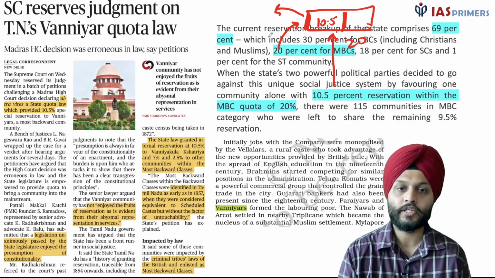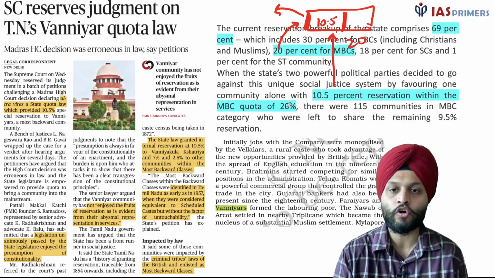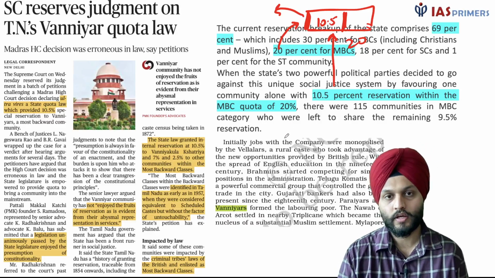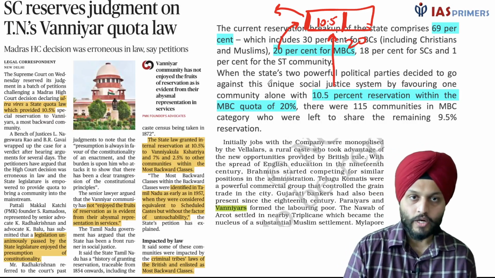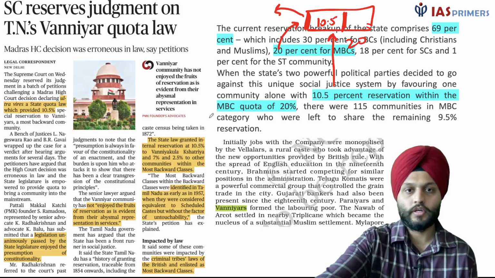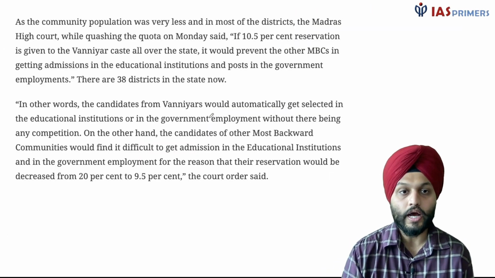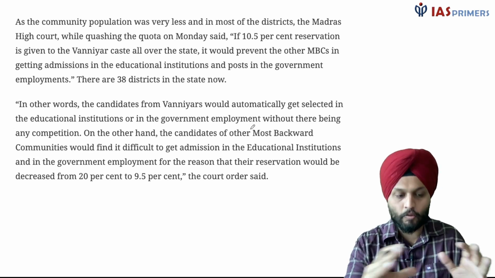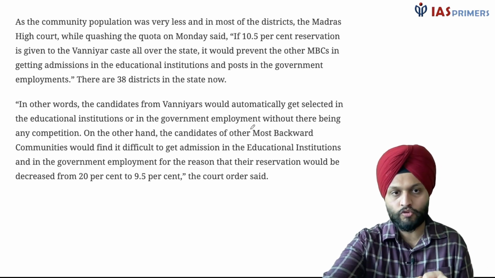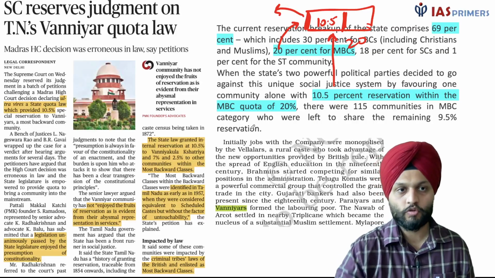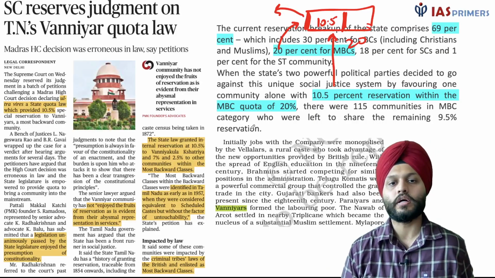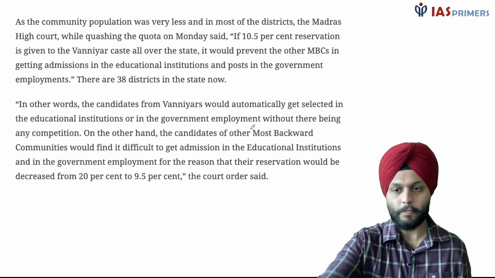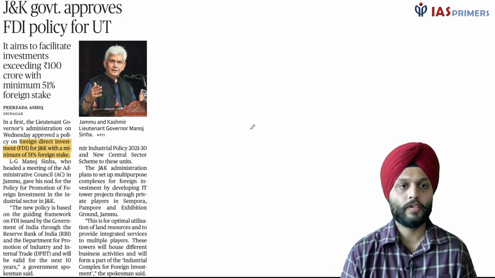They will be advantaged, and this will lead to an exclusionary effect on all other communities. Now one more thing I would like to add, which I didn't include here, is that the Vanniyar community's population is predominantly larger, and they form a very strong electoral vote base. So maybe this is motivated by that. Okay, so this is it.